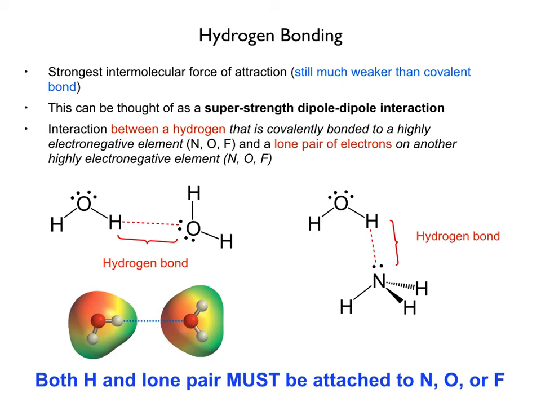within water. So two different water molecules coming together, and you can see we have a hydrogen covalently bonded to an oxygen, and then the hydrogen bond is from that hydrogen to a lone pair on a different oxygen. On the right, we have water interacting with ammonia, NH3, and so we have the hydrogen on water forming an intermolecular force of attraction, a hydrogen bond, to a lone pair located on nitrogen.